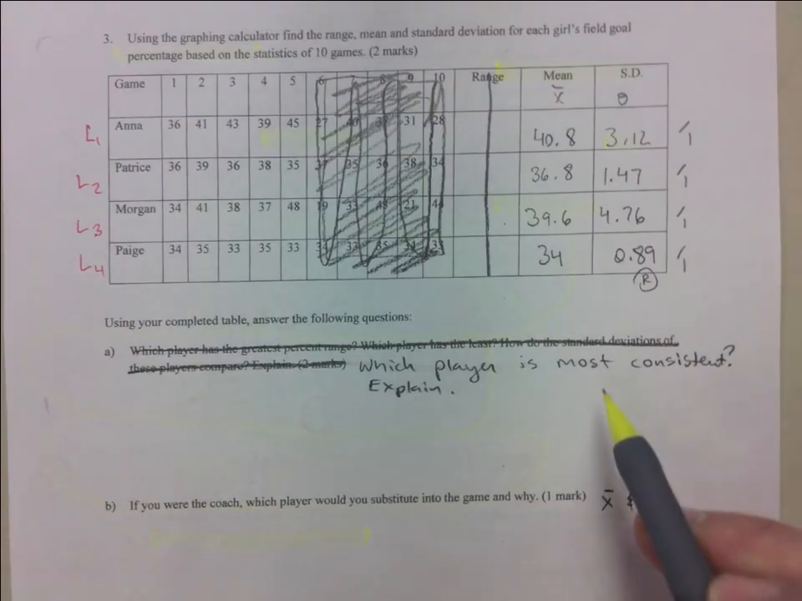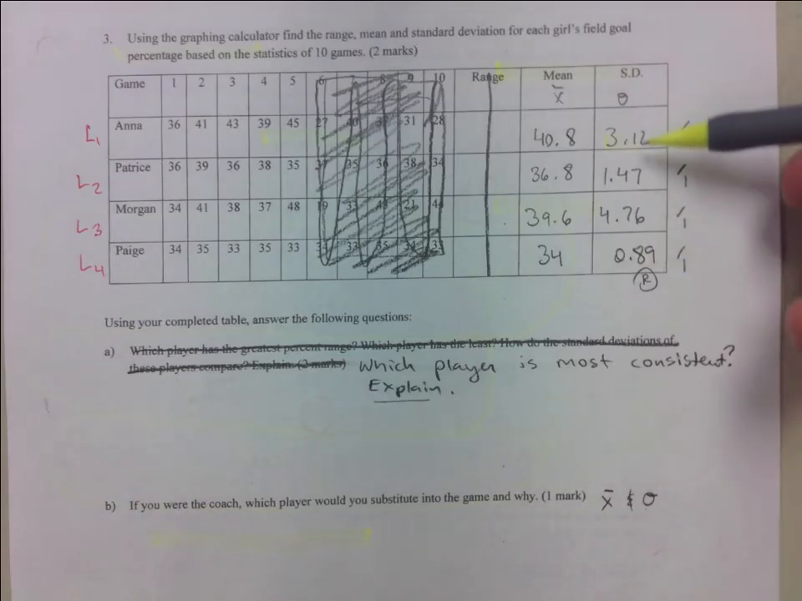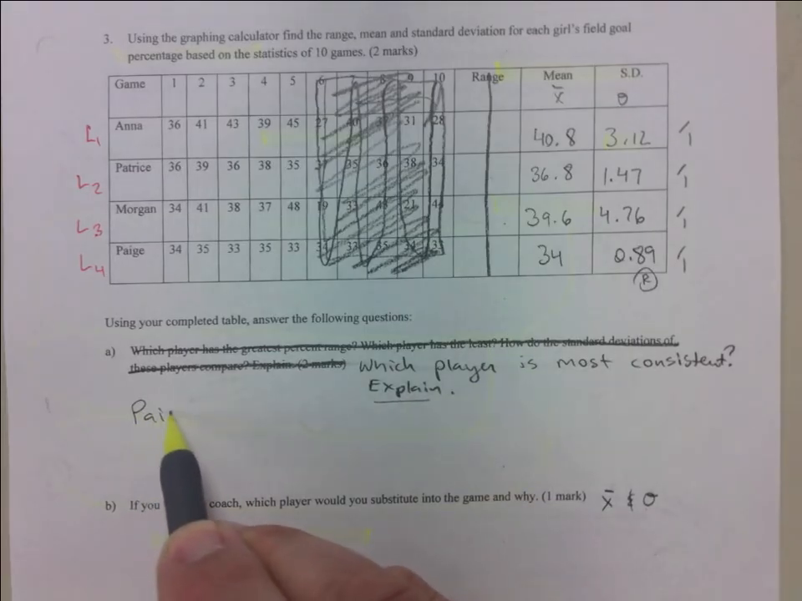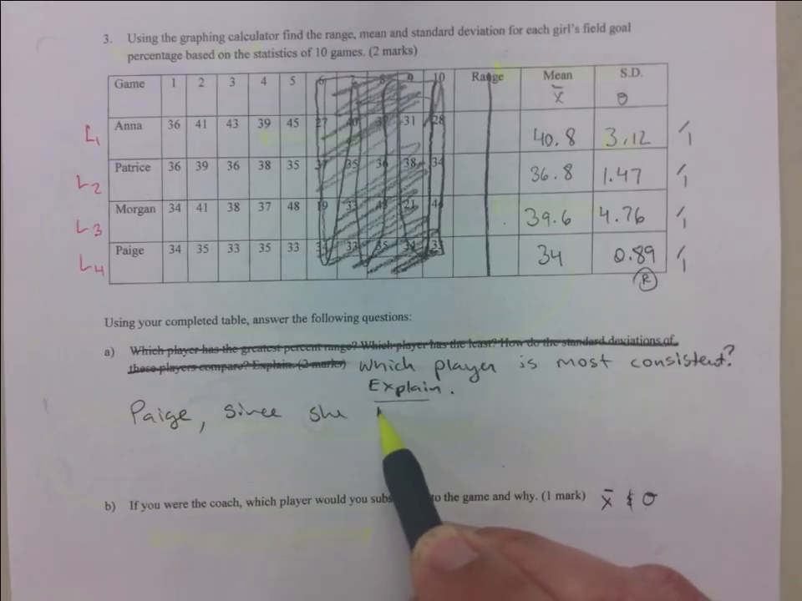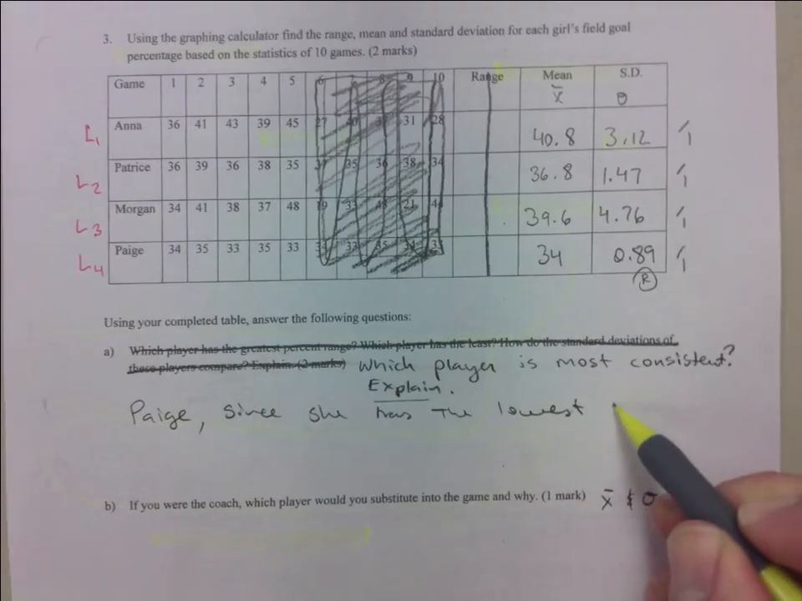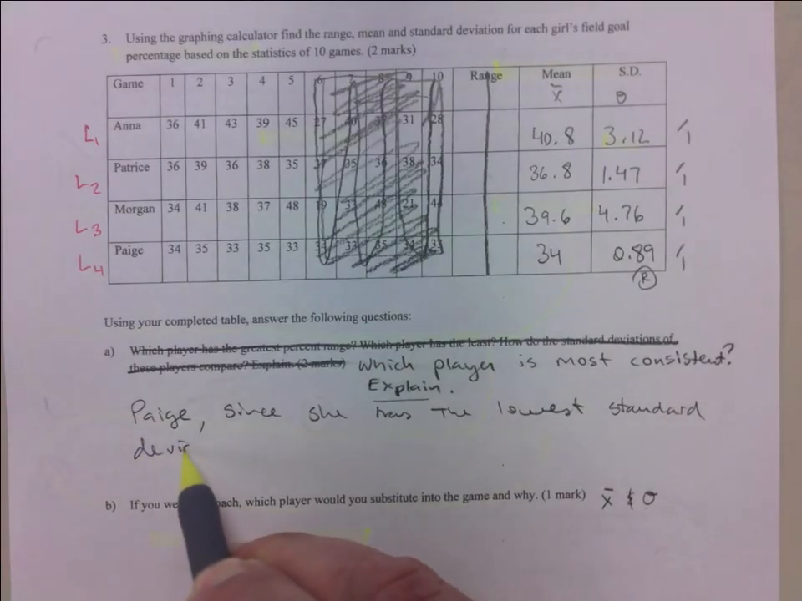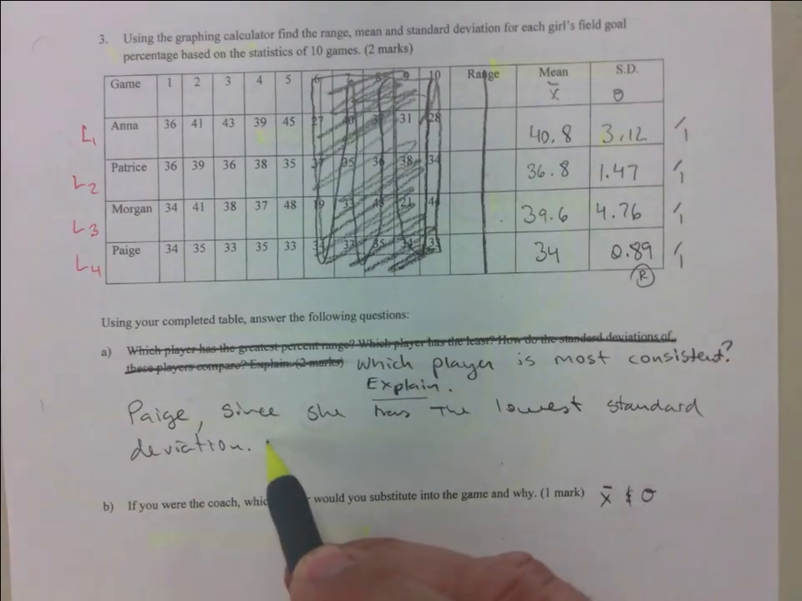Which player is most consistent? Explain. For me, obviously this would depend on whether or not you got this right, but Paige is the most consistent, since she has the lowest standard deviation. I didn't write standard deviation as SD. Yeah, that's fine. SD or that symbol, right? This one.